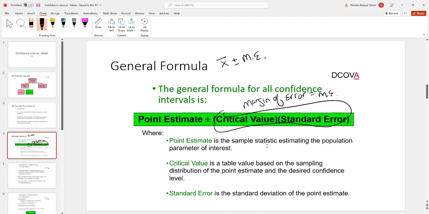The point estimate is the sample statistic estimating the population parameter of interest. The critical value is a table value based on the sampling distribution of the point estimate and the desired confidence level. And the standard error is the standard deviation of the point estimate. I'm going to show you how to find the critical value and the standard error if you want to do this by hand.